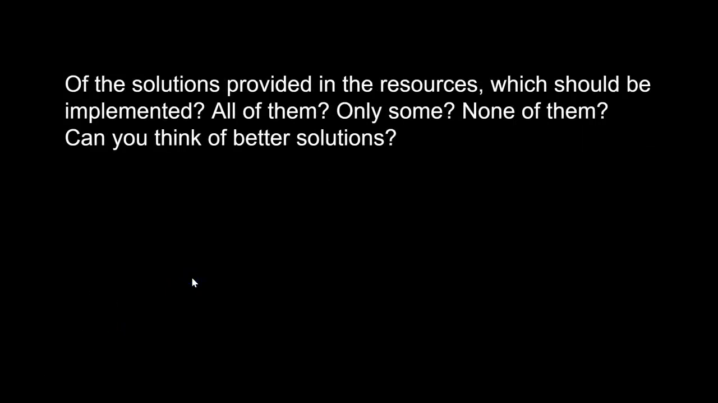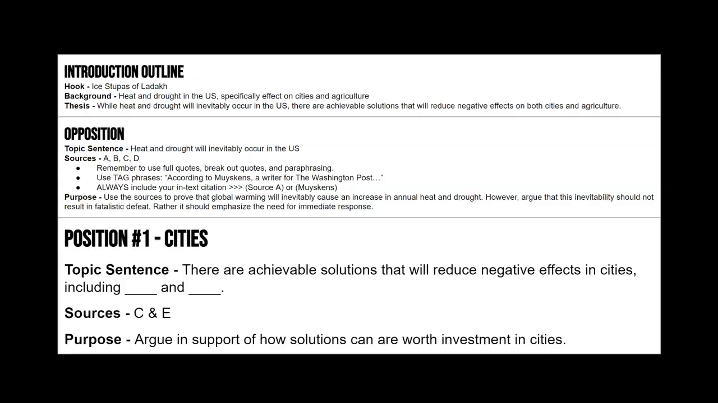All right, so now that you guys have talked about that a bit, let's move into the next question. So of the solutions provided in the resources, which should be implemented? All of them, only some, none of them? Can you think of better solutions that aren't even provided in the sources that you'd like to argue? So essentially what I'm trying to get at is, what are your position paragraphs going to be about? And so let's go into talking about outlining position paragraphs.